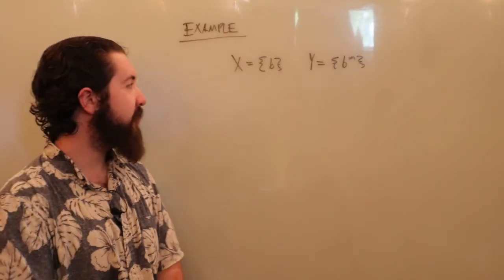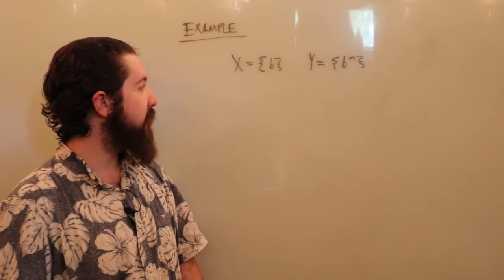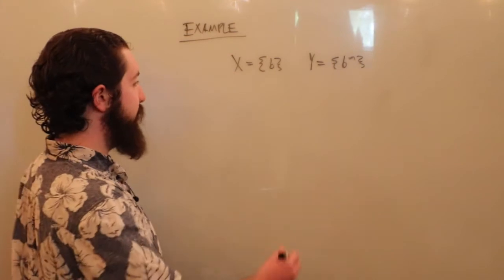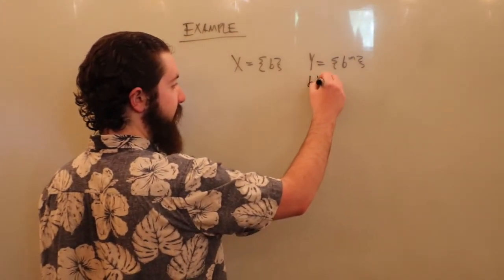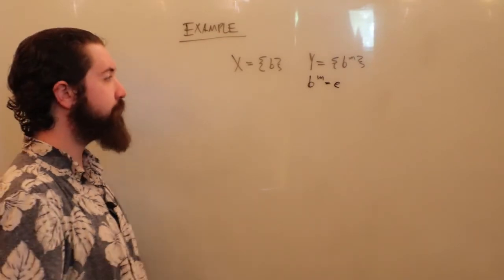Okay, so our first example. We have a set with just one element in it, and this is going to be our only generator. And our relations Y, there's just going to be one relation as well. So we're going to have b to the m is equal to e for some positive integer m.